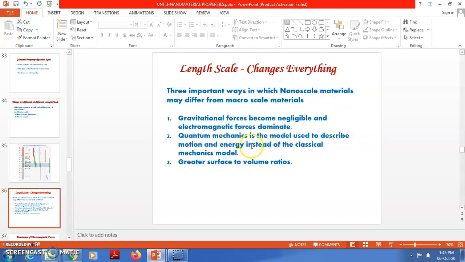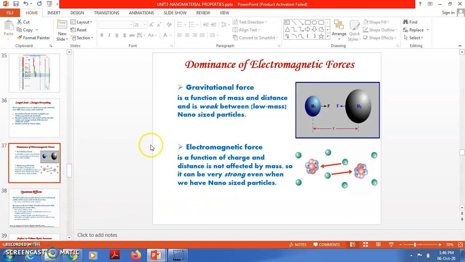Then quantum mechanics is the model used to describe the motion as well as energy, instead of the classical mechanics models. Greater surface to volume ratio is also used for providing the differentiation. Then dominance of electromagnetic forces.